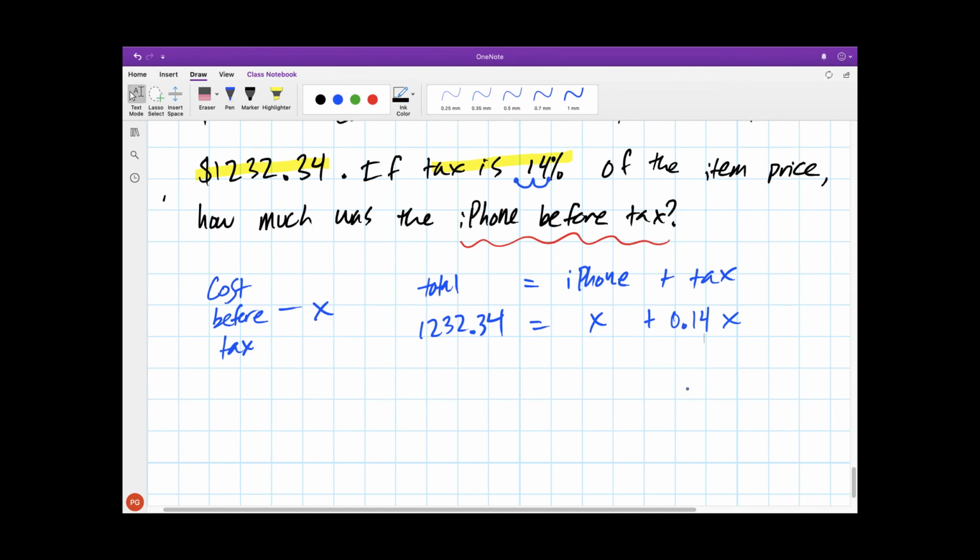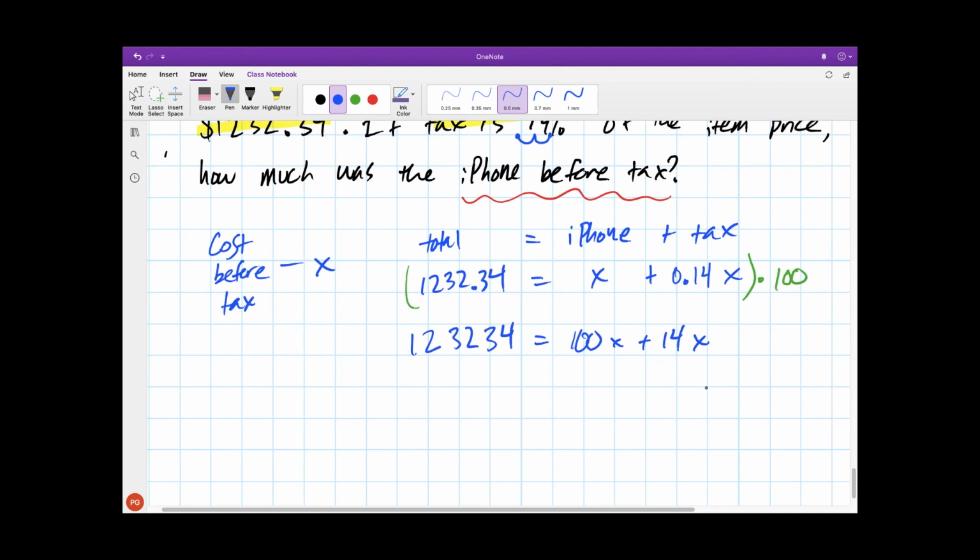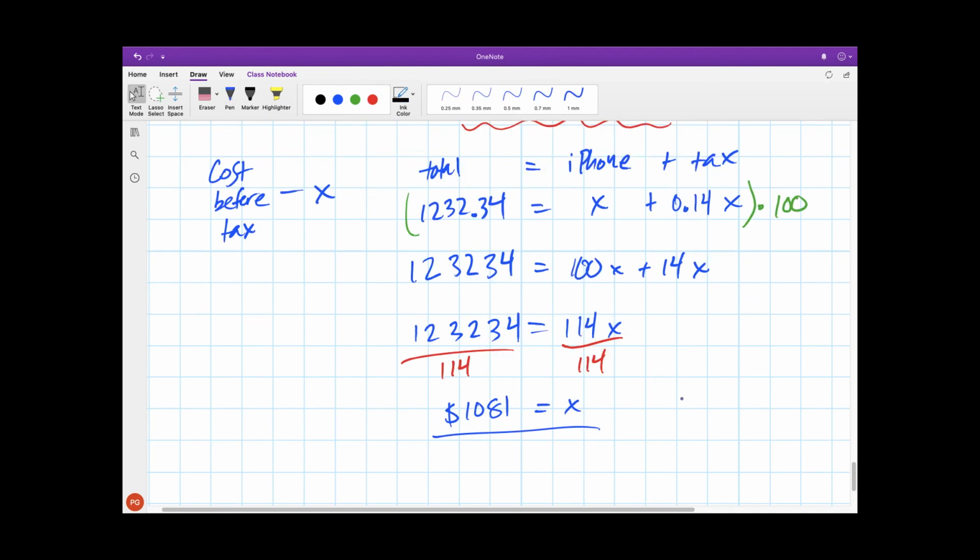Now to get rid of all of these decimal places, again, we want to make sure we're multiplying by a power of 10. In this case, we have 2 decimal places, so we need to multiply by a 1 with 2 zeros. In other words, we need to multiply by 100. And there we go, here's our equation without any decimal places. We've got some like terms here we can add. Divide both sides by 114, and we get the cost of our iPhone to be a little over $1,000, so $1,081. And in this case, that's all we need to do.